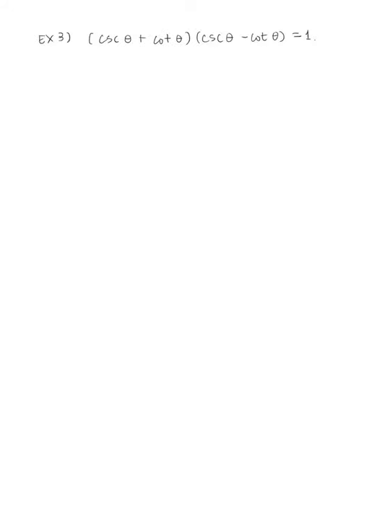Okay, let's do another example. Example 3. Quantity cosecant theta plus cotangent of theta times the quantity cosecant minus cotangent equals 1. So clearly, I would start from the left-hand side. Okay, so copy and paste the problem. I know it's a pain, but just do it.